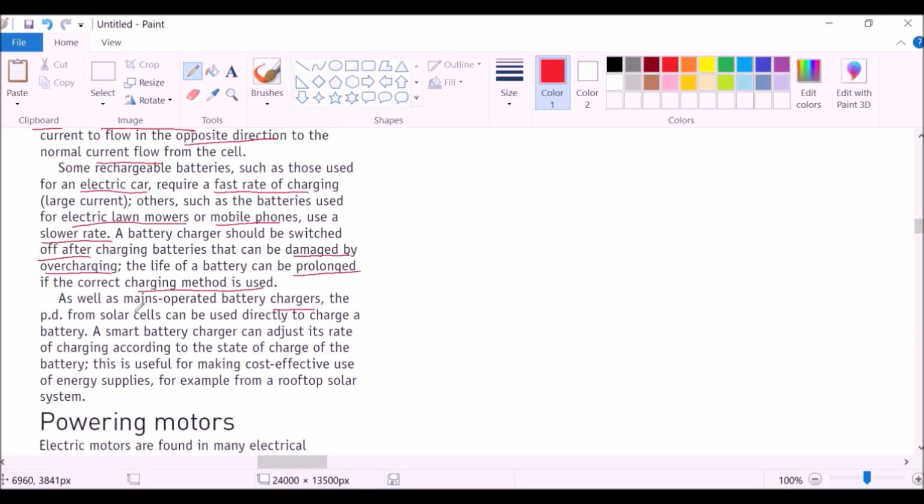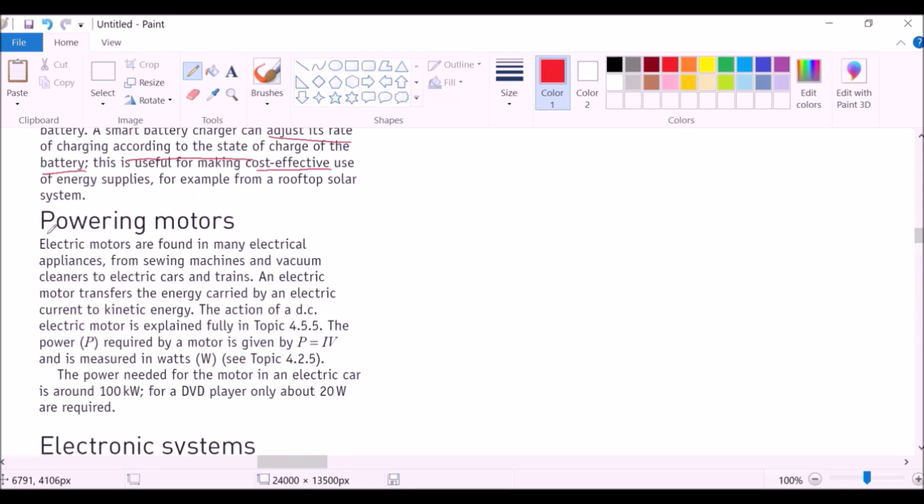So we can charge a battery from the plug or from solar cells. A smart battery charger can adjust its rate of charging according to the state of the charge of the battery. So it will have sensors to know when to slow down the charging or to increase the charging. This is useful for making cost-effective use of energy supplies, for example, from a rooftop solar system.